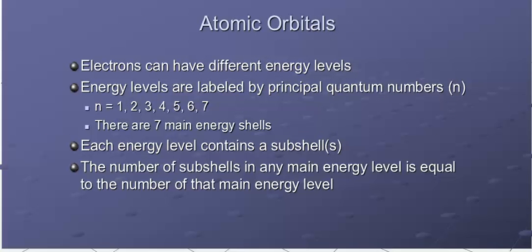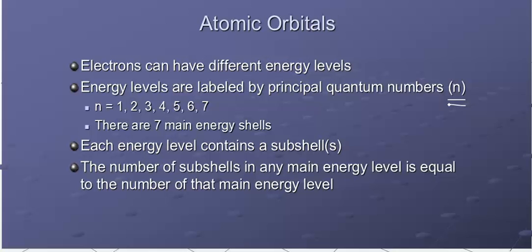Okay, in the quantum mechanical model, the correct model, electrons can have different energy levels. And we're going to denote the energy level by a quantum number. Now, there are 4 quantum numbers that completely describe where an electron is. The first quantum number is n. n tells us the energy level. n can be anywhere from 1 up to 7. If you go back to the periodic table, you notice that there are 7 rows on the periodic table, and these correspond to the principal quantum number n. So n tells us the energy level.